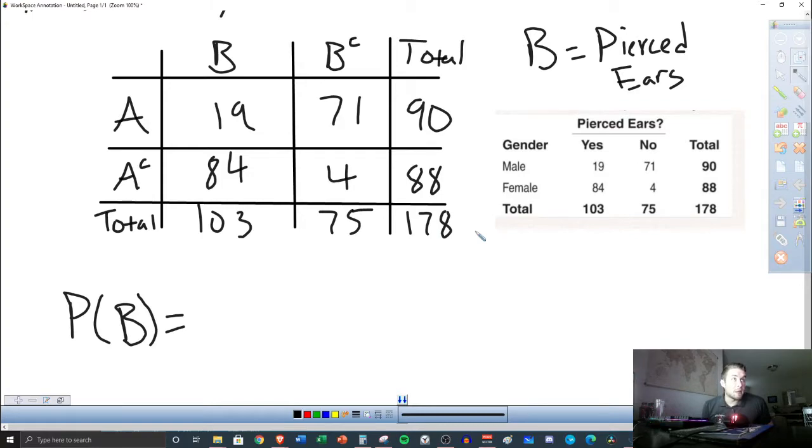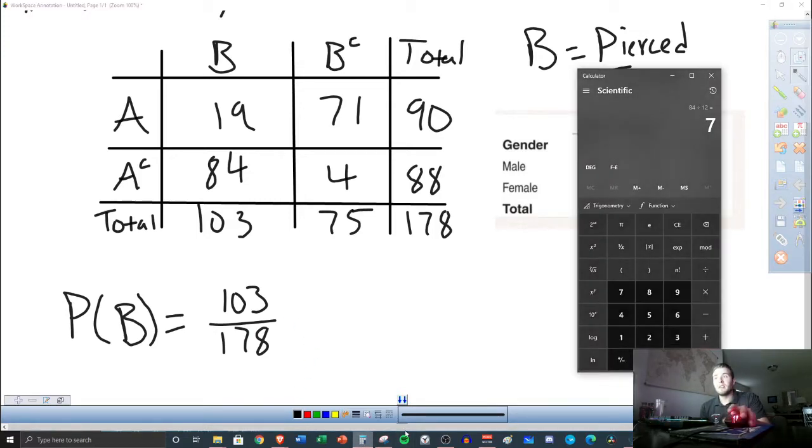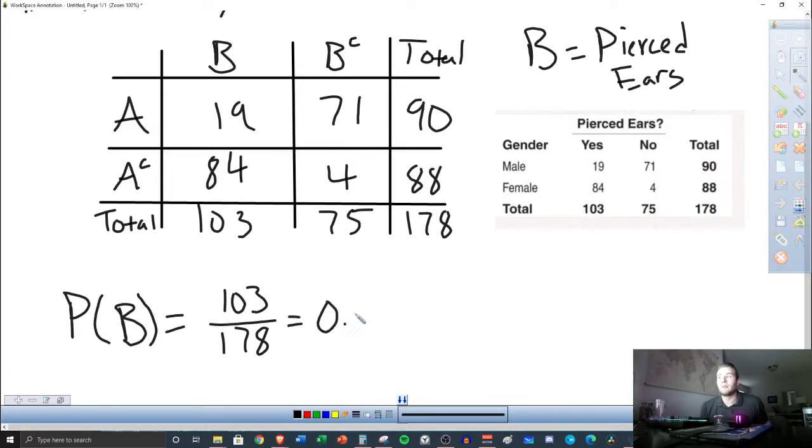Okay, so probability of pierced ears, you have 103 people out of 178. If I randomly chose somebody from this sample of males and females that produced this data, we would have 103 people out of the 178 with pierced ears. So we're just going to use our calculator, 103 divided by 178 to create a decimal. Here's my rule: always round to 4 places and you'll never really be wrong. So we say 0.5787. If the question needs fewer decimals, then you can just round to where it wants it, okay? But this would be our answer to number 1.